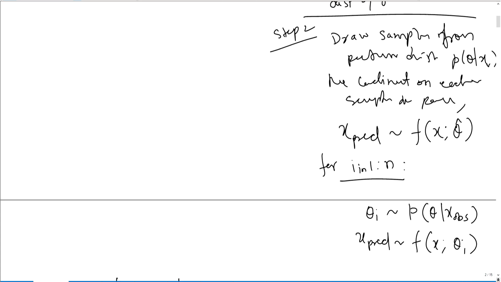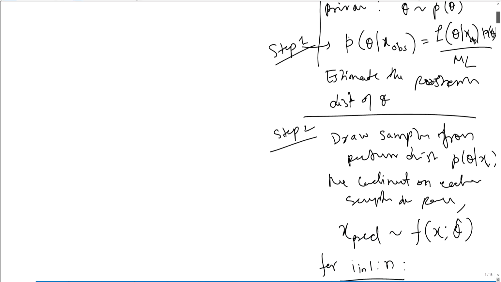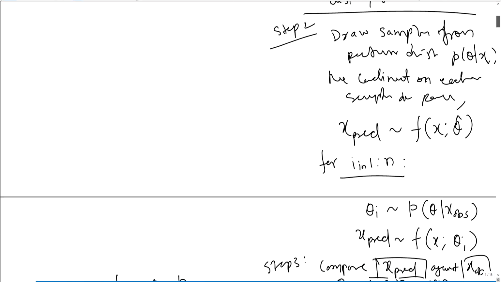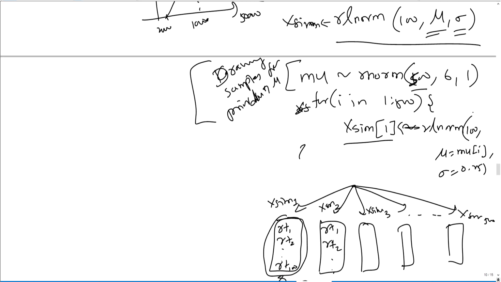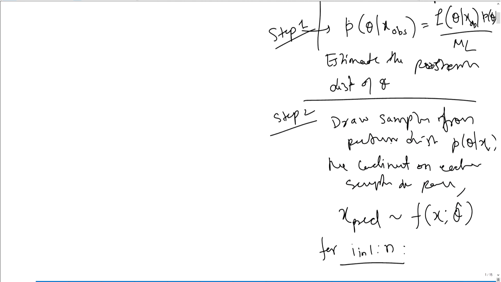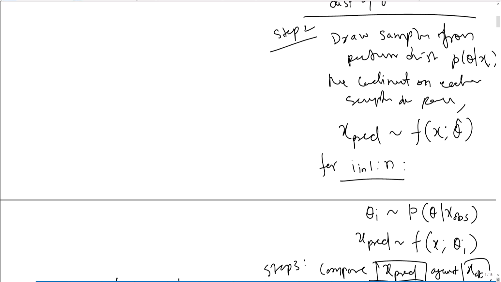Once you have these posterior predictive samples, then our goal, step 3, would be to compare x spread, okay, the posterior predictive data, against x obs, the actual data that you observed in the experiment that you have used to train your model. Okay. So we compare x spread against x obs. So that is your next step. All right. So let us see how to do this in R.